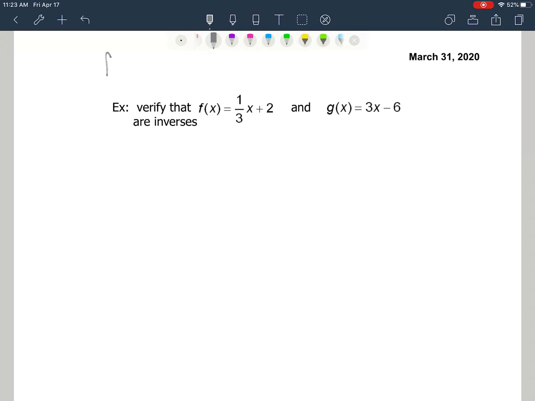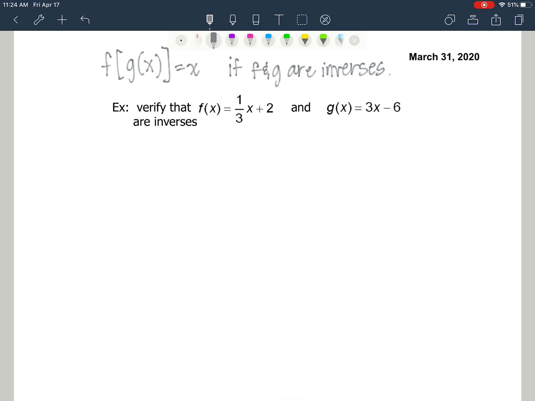Using the definition that f of g of x is going to equal x if f and g are inverses, we're going to verify f of x equals 1/3 x plus 2 and g of x equals 3x minus 6 are inverses of one another.